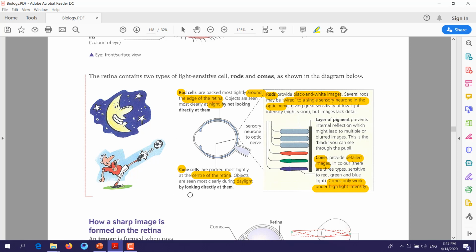But cones, we can find them in the center of the retina. They work efficiently during the day, or when there is high light intensity. Each of their sense cells is connected to a single, separate sensory neuron. It means each one has its own sensory neuron. It gives us a detailed image, and it works under high light intensity.